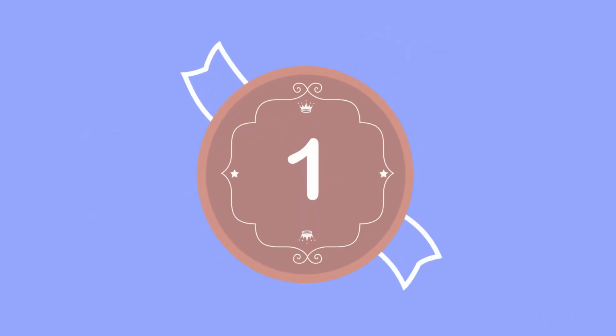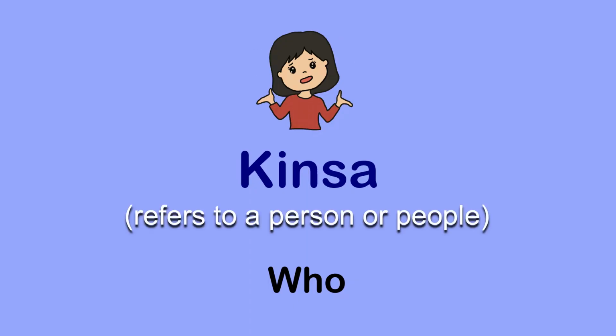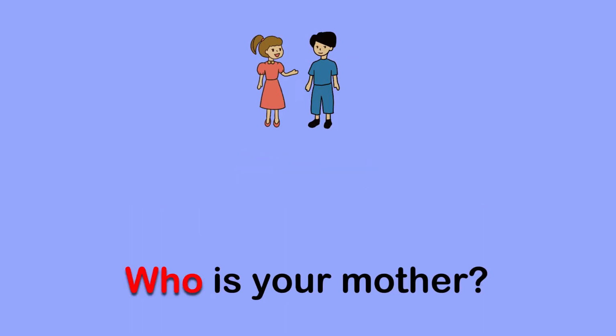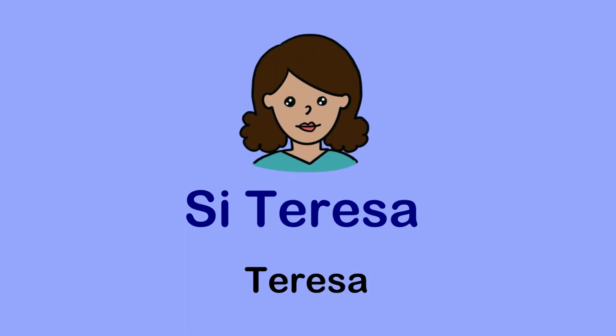And now let's get started with the first question word, which is who. Kinsa. Who is kinsa. When we use the word who, we need to be referring to a person. An example phrase using who is who is your mother? And translating to Bisaya becomes Kinsa ang imong inahan. An example response to this question is si Teresa. Or just Teresa in English.